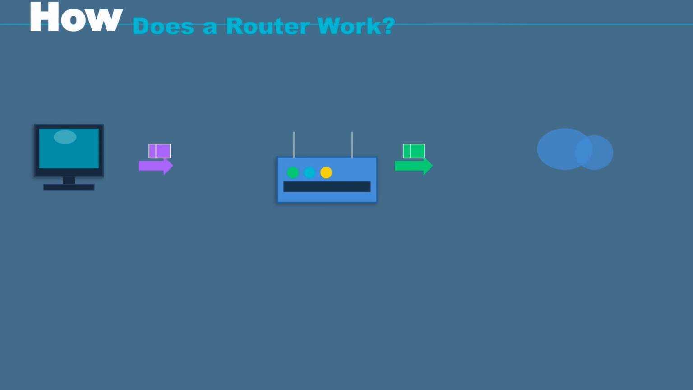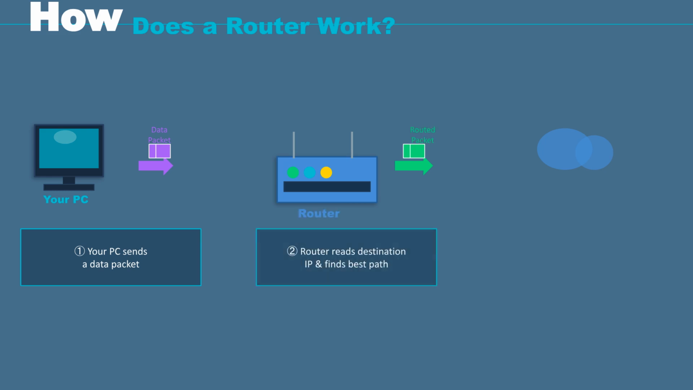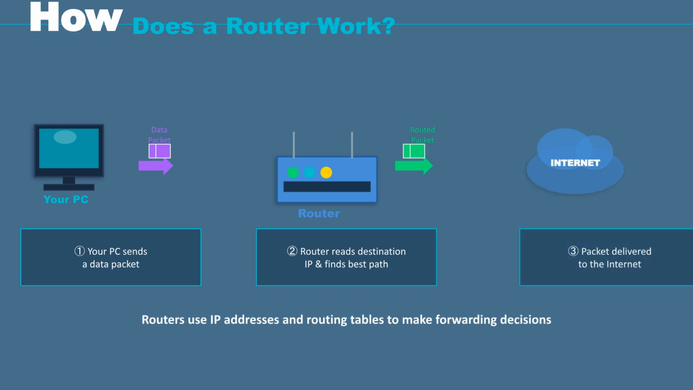So how does a router work? A PC sends a data packet. The router reads the packet's destination IP address and uses its routing table to find the best path. Finally, the packet is delivered to the internet. Routers rely on IP addresses and routing tables to make forwarding decisions efficiently.